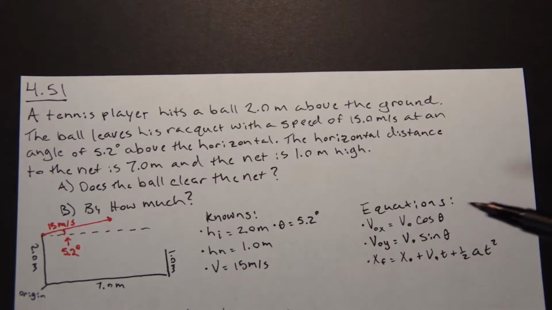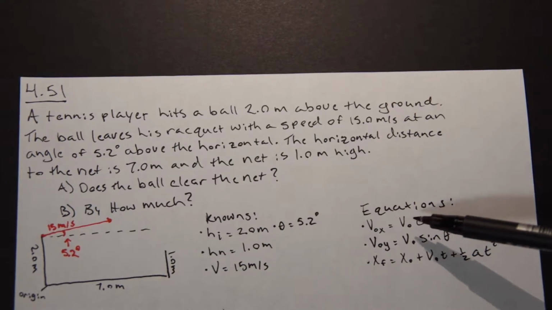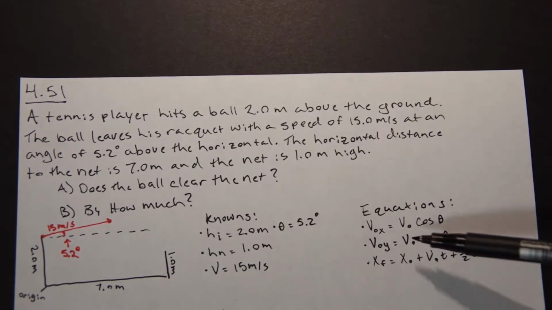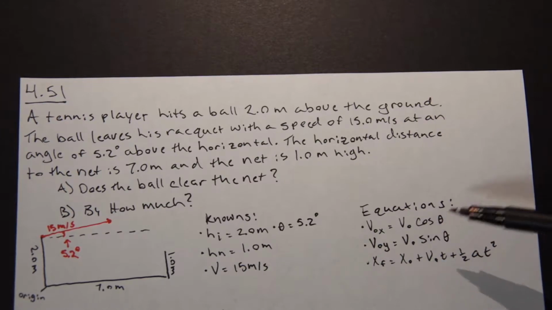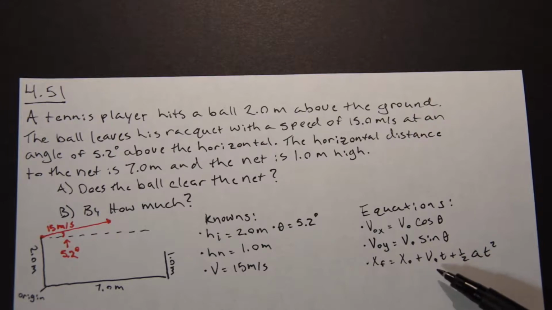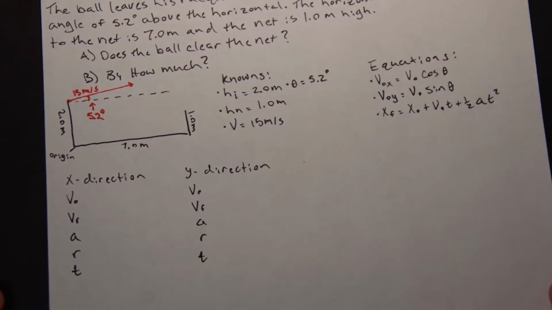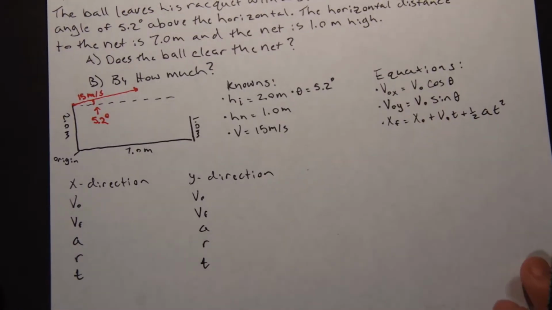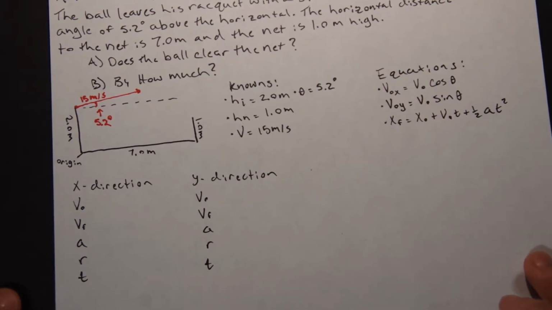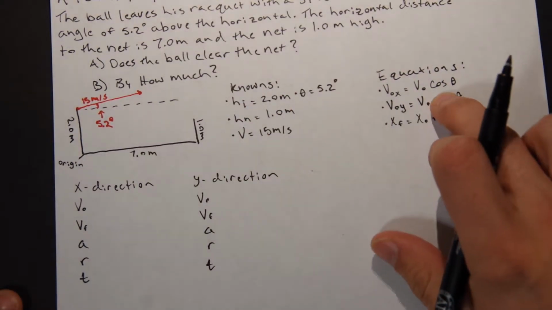So for the equations we're going to be using, we have v naught in the x direction equals v naught times cosine theta. V naught in the y direction equals v naught times sine theta. And x final equals x initial plus v naught t plus 1/2 a t squared. So one of the first things you want to start out with is making a chart to get a hold on what you're going to be doing and what you need to find. So we know in the x direction that the v naught is equal to this equation here.